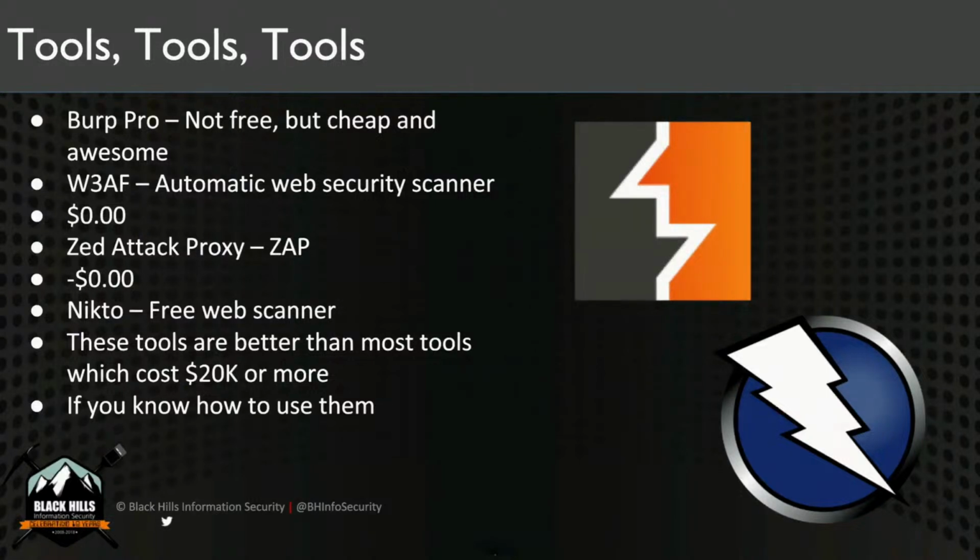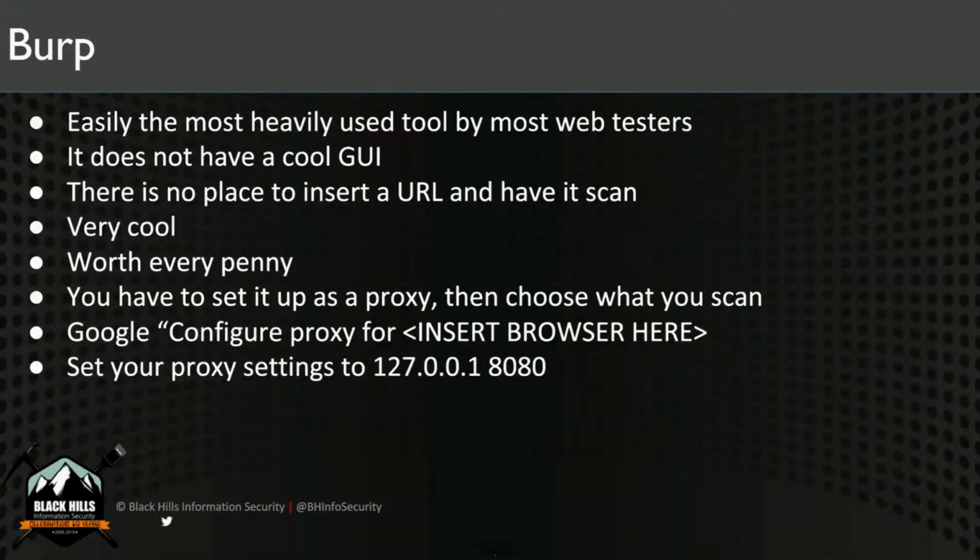Nikto is written by Chris Sullo, who's one of the testers at Black Hills Information Security. And if you know how to use these tools appropriately, you actually can do better than most of the commercial tools out there that cost like $20,000. Burp is amazing. It's a fantastic tool. It also has a community or free edition that you can use. It doesn't have the automatic vulnerability analysis, but a lot of the basic checking that you need to do is built into it.